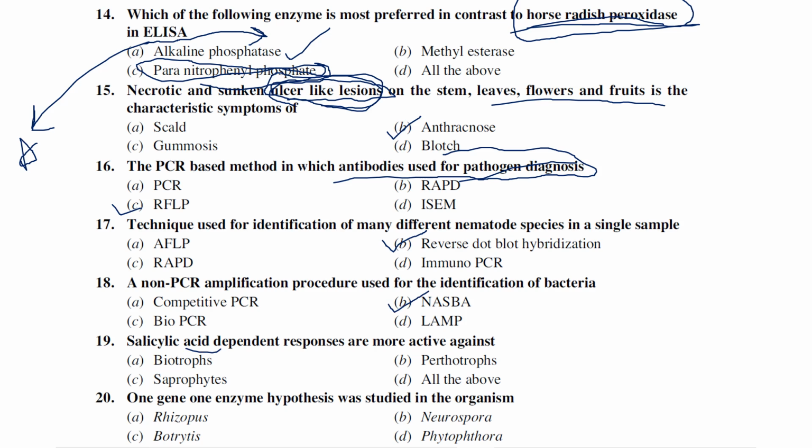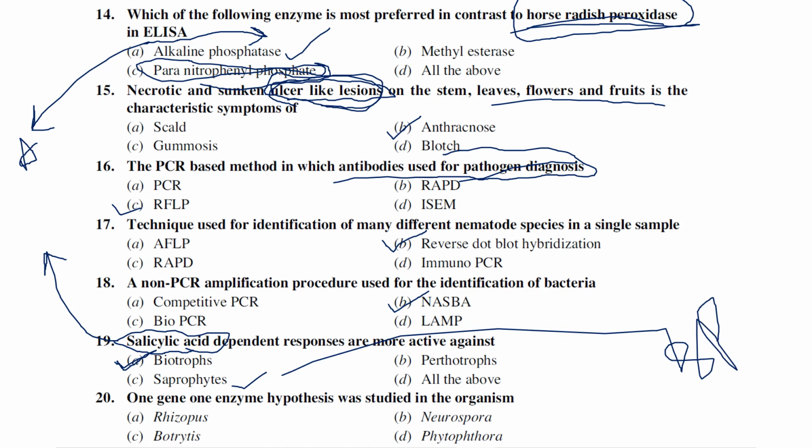So this is salicylic acid, the production of SAR, systemic acquired resistance, where salicylic acid is produced. This salicylic acid activates systemic acquired resistance. Which kind of pathogen is it active against? Biotrophs, necrotrophs, saprophytes, or all of the above? Generally, salicylic acid systemic acquired resistance is more active against biotrophic pathogens. Whereas for necrotrophs and other kinds of pathogens, ISR, induced systemic resistance, is activated by the production of ethylene and jasmonic acid. So salicylic acid is active against biotrophs.